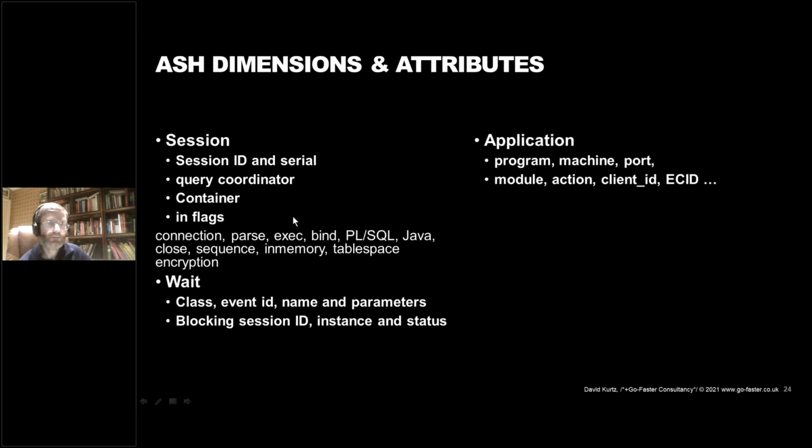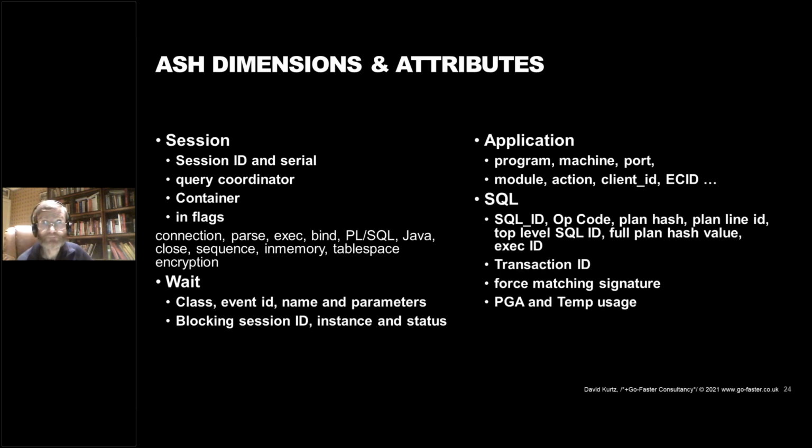Information about the application, the program name, the machine, the port it's connected to. Probably the two most important things, module and action, which we'll talk about in detail in a minute, are strings which hold information put there by the program. It gives you context information. You might get a client ID, and you also get this ECID, the execution context ID, which is mainly used for tying a database session back to, say, a Java thread.